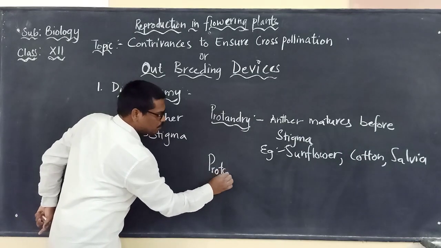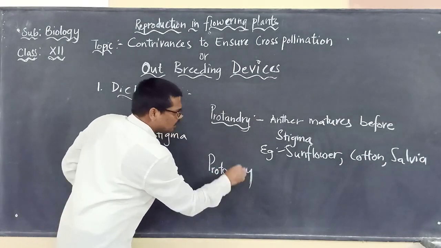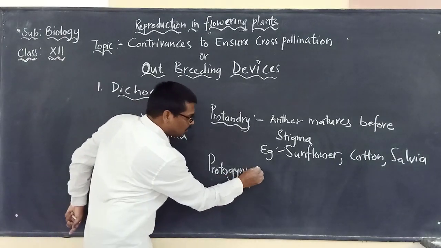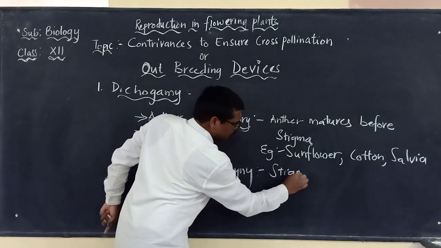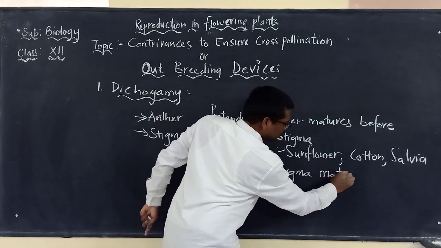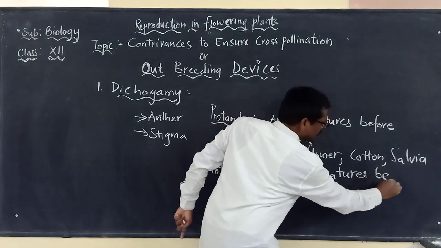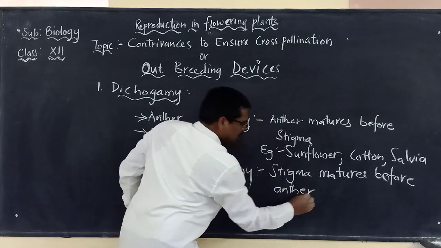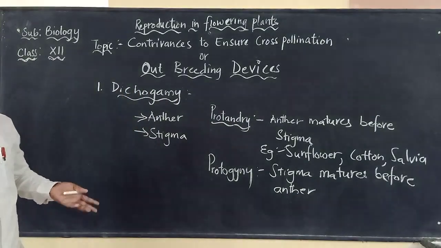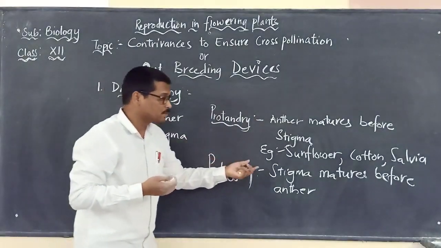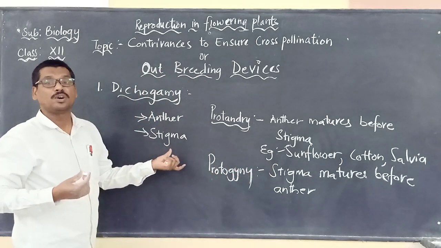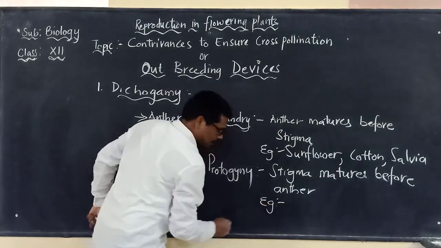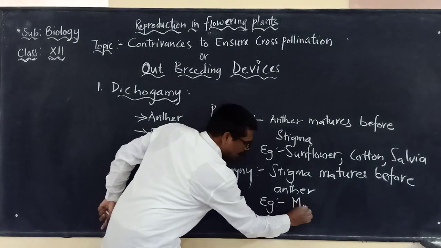There is another word called protogeny. It is just the opposite of protandry. What is protogeny? Protogeny means the stigma matures first, before the anther. They are just opposite to each other. So when the stigma is maturing first, the word we use is protogeny. Here also we can keep some examples, like a very common one, mirabilis.